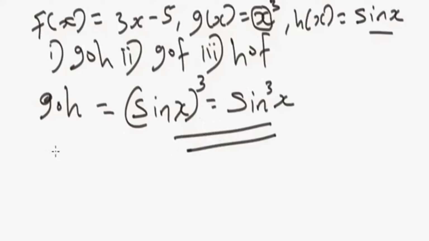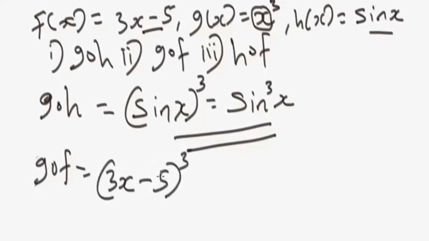Now for g of f, sorry, wait, let me clean this. Okay, so g of f will be, take the value of f, which is this value, and plug it in this x under g. So we are going to have (3x minus 5) cubed. That will be the answer.